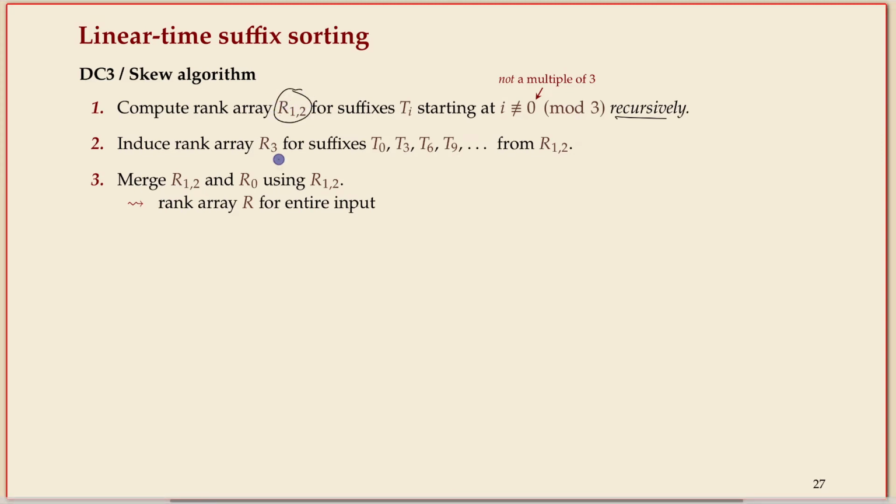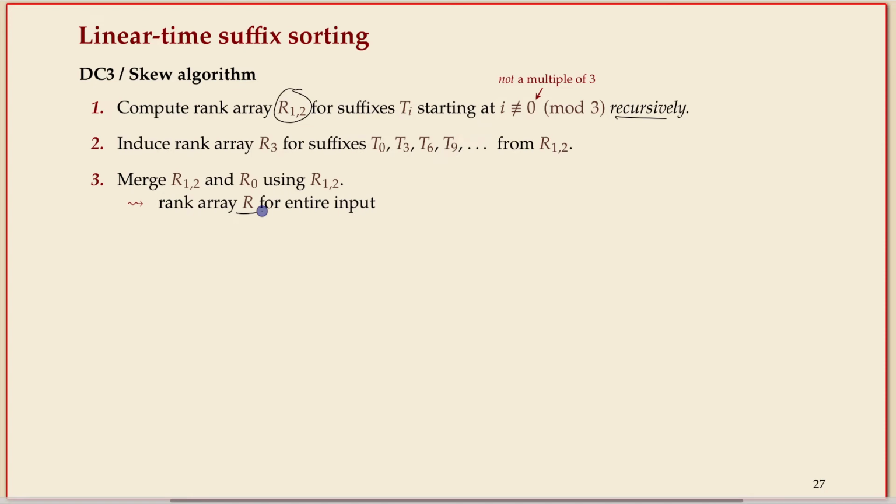From that, I'll show you how we'll be able to induce the ranks for the other ones, the ones that do start at multiples of 3, without spending a lot of extra time. There will be some tricks involved, but that's the second step. And the third step is merging those two. So you have the ranks among all those and among all those, but you can't directly translate. So you still have to merge the 2 sorted orders into the full rank array R for the entire input.